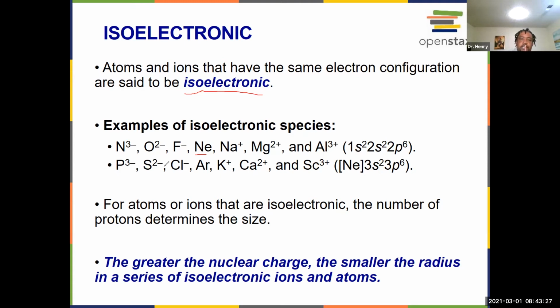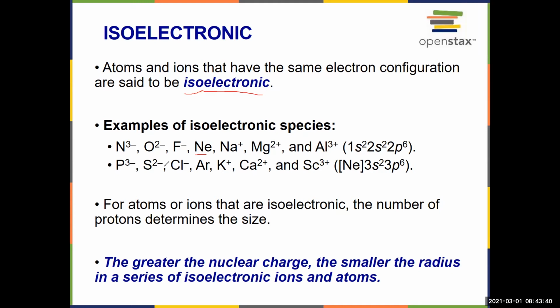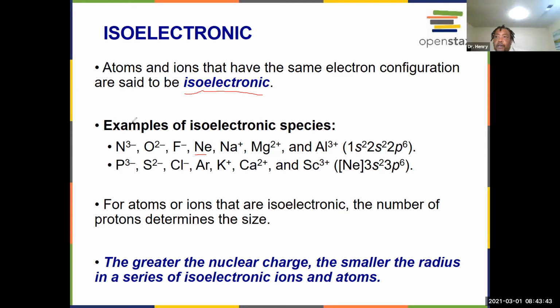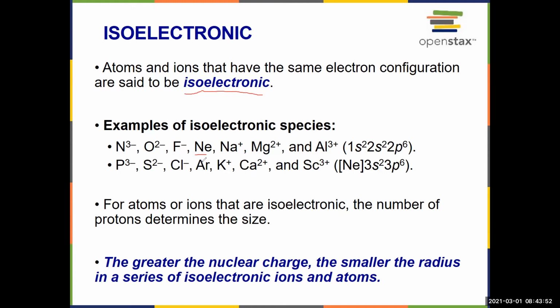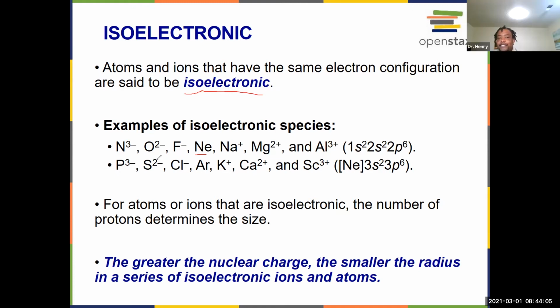Okay, here's a question for you. Since they're isoelectronic, are they going to be the same size? No. Okay, so who's going to be bigger? I would assume the one with more electrons. We'd assume the one closer to francium, which is the bigger radius.